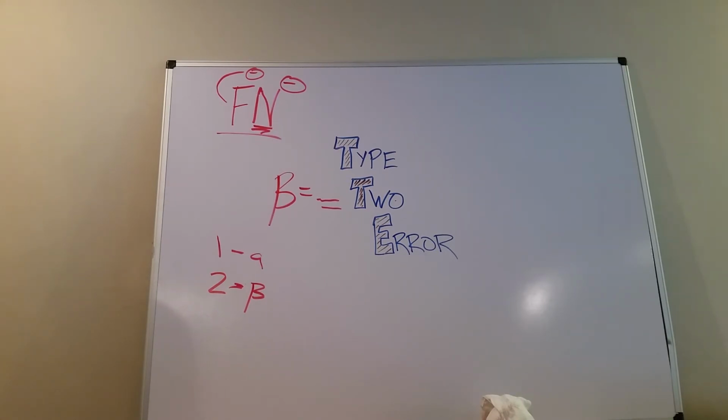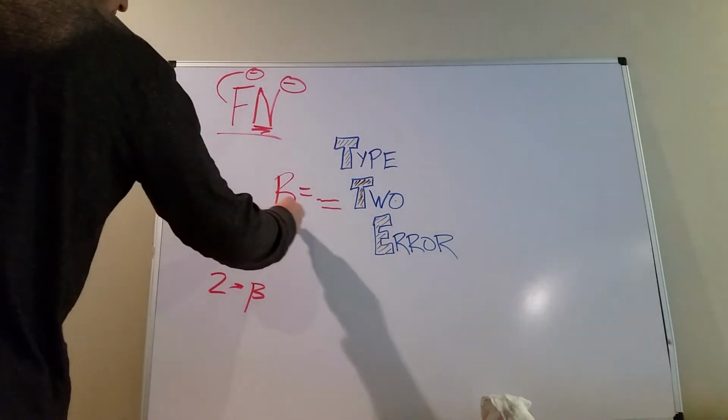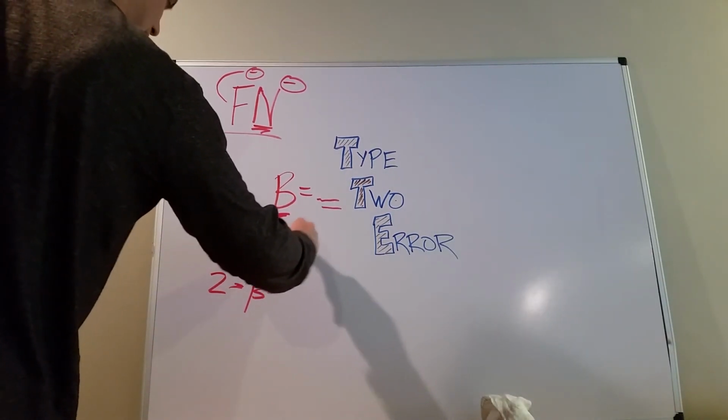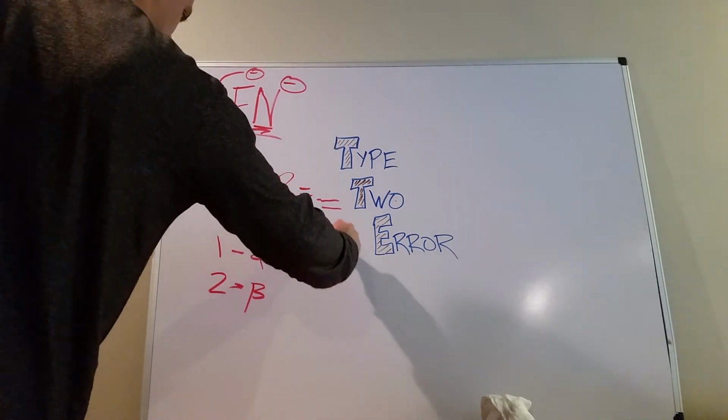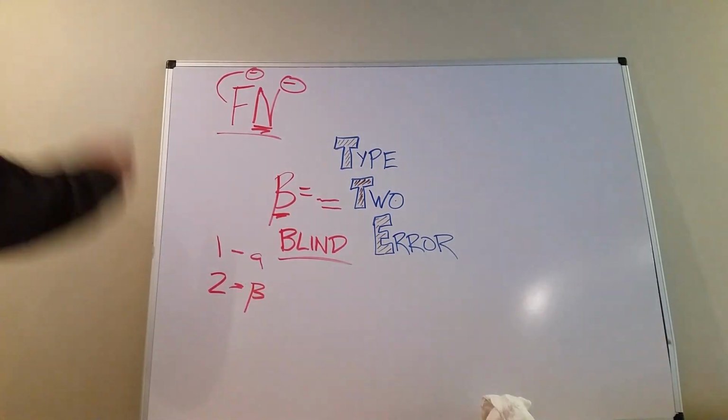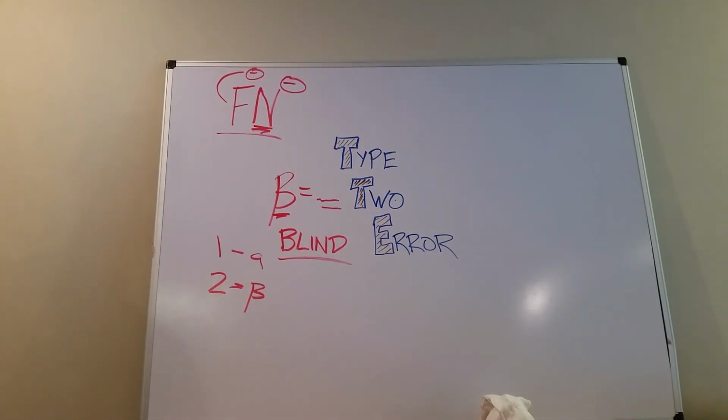And the mnemonic for remembering what type 2 error is B: you were blind to something. So you came home and said, hey, no worries, I'm not pregnant, when in reality you were blind to the fact that you were pregnant. So that's the way to think of it.